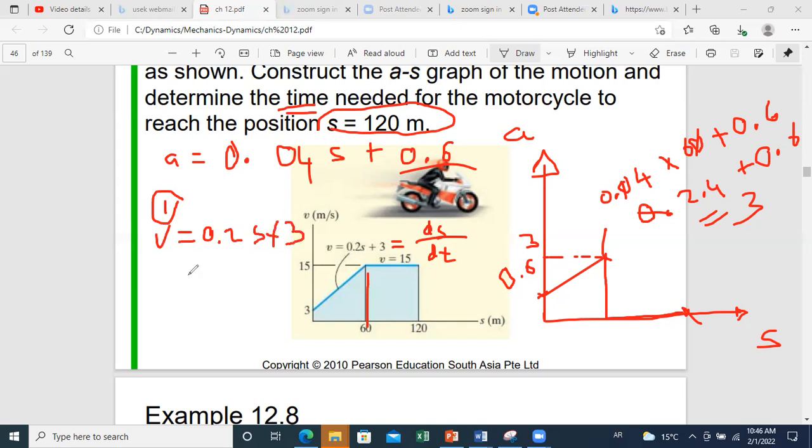Okay, and then we can do separation of variables. Here pay attention, since v is a function of s, we'll take it to the side of s. Okay, so we have ds over 0.2 s plus 3 is equal to dt.